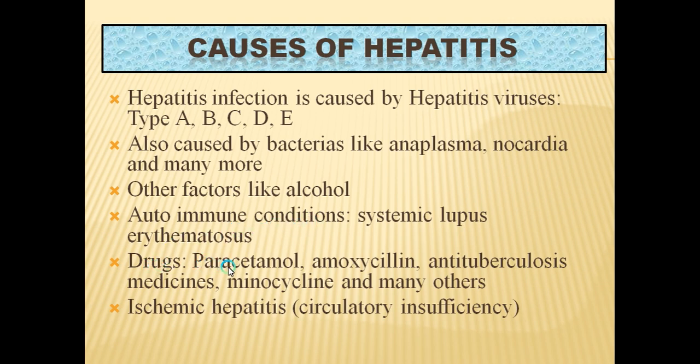Drugs. What are those drugs? Paracetamol, amoxicillin, anti-tuberculosis medication, minocycline, and many others. Many of the medicines, we use the word hepatotoxic. Hepatotoxic means they harm the liver. So this may be paracetamol, amoxicillin, anti-tubercular, that is ATT, then minocycline, and many others. Apart from that, we have ischemic hepatitis, where there is circulatory insufficiency in the liver. So that is called ischemic hepatitis.